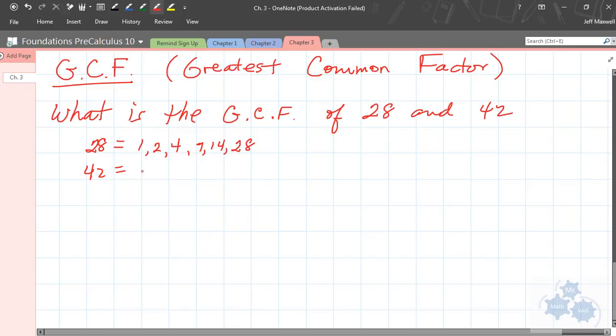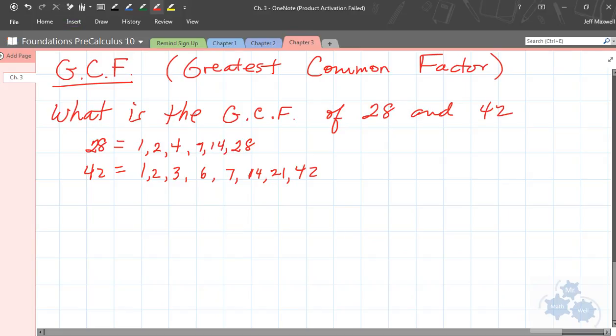So 42, 1 and 42, 2 and 21. Can we divide this by 3? Yeah, you should be able to. What's 42 divided by 3? 3 times 14. What about 4? 5, 6? 6 and 7. Okay? So there's your factors for 42.